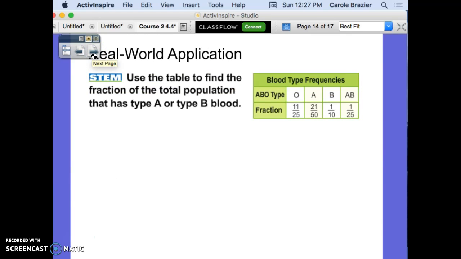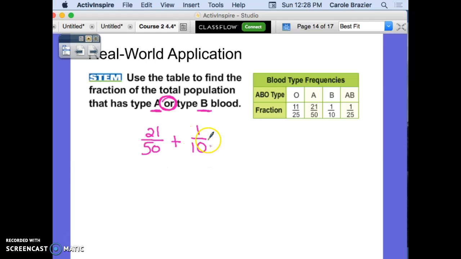Okay, this real world example, we're then just going to be using word problems. So use the table to find the fraction of the total population that has A or B blood type. So I'm looking at both my A and my B. When it says or, that means I'm going to be adding. Okay, so 21 over 50 is my A, plus 1 over 10 is my B.